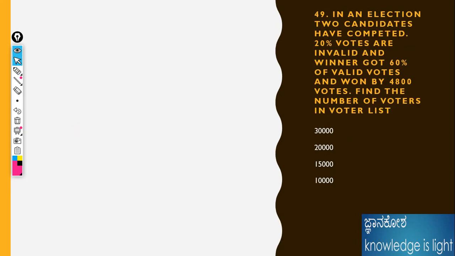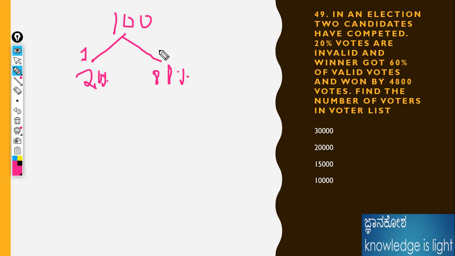In an election, two candidates have competed. 20% of votes are invalid. I don't know how much percent, so take 100%. Among the two who competed, if 20% are invalid, the remaining percent should be valid. Only 80% are valid. This is the invalid one, this is the valid one, and this is the winner.